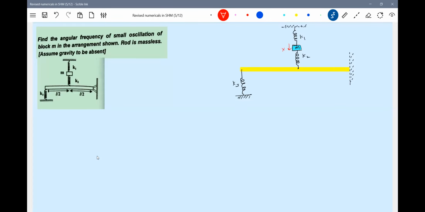Then the spring will undergo compression, and let theta be the angular displacement of the rod. Then what is the compression in the spring? Because this length is L by 2. So we'll write the data.